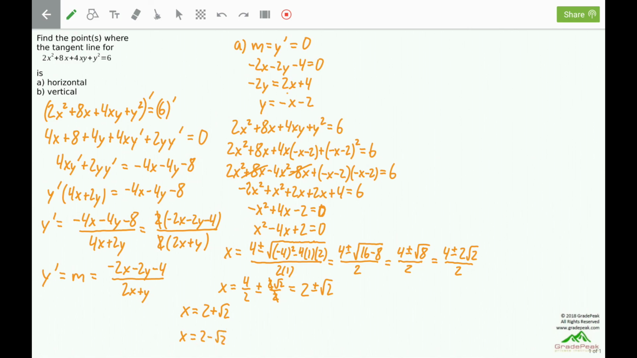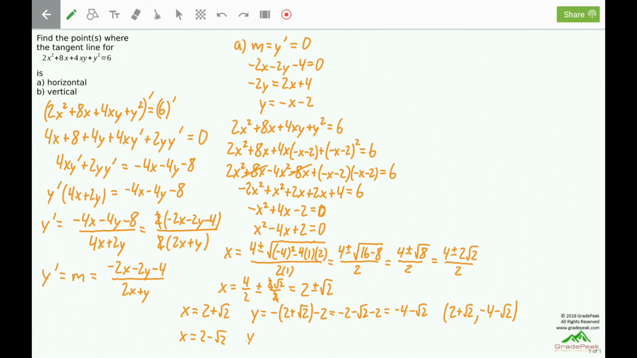Now the corresponding y back up here is the negative of x minus 2 for each of these. So y for this first one will be the negative of the x, which is 2 plus root 2, and then minus 2. If we distribute the negative sign, we'll have negative 2 minus root 2 minus 2 more. We can combine the minus 2's together, and that'll give us negative 4 minus root 2. So we have an x-coordinate of 2 plus root 2 and a y-coordinate of negative 4 minus root 2.